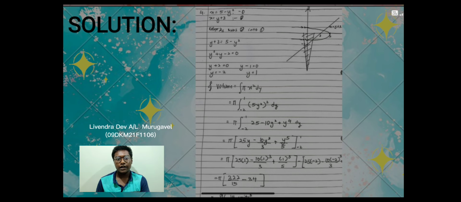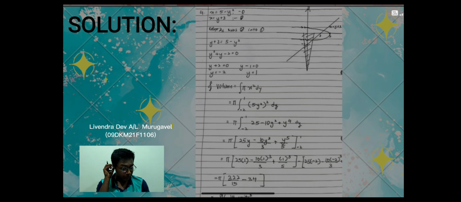Right after that, I expanded it. I don't really like to work with a lot of powers, so I just expanded it. Then I integrated it. After integrating it, I substituted the 1 inside, and then I substituted the -2 inside. Right after solving everything, at the end I got 2 values. Then I subtracted the 2 values and multiplied by pi, and I got my final answer as 96.14 units.